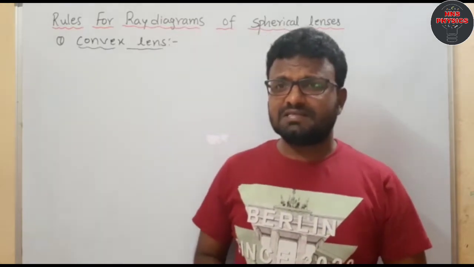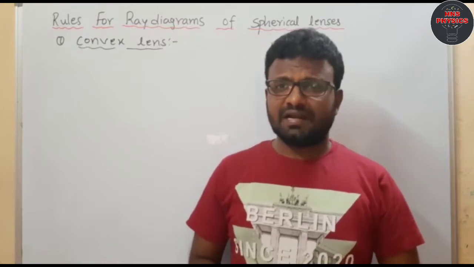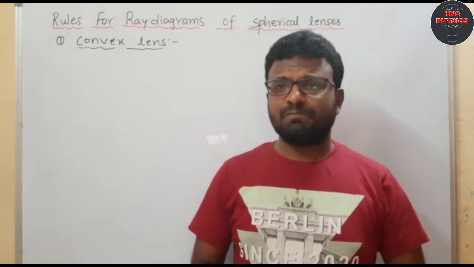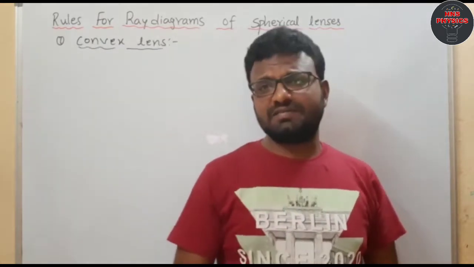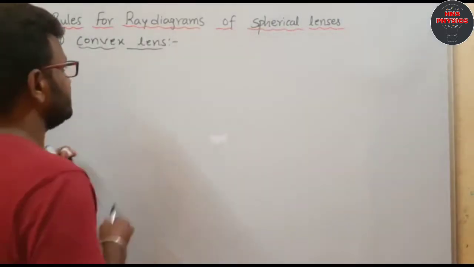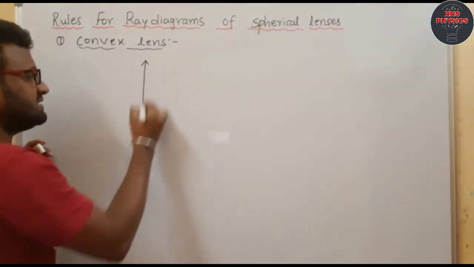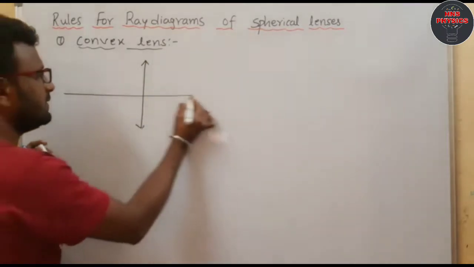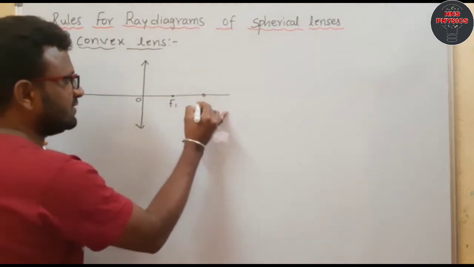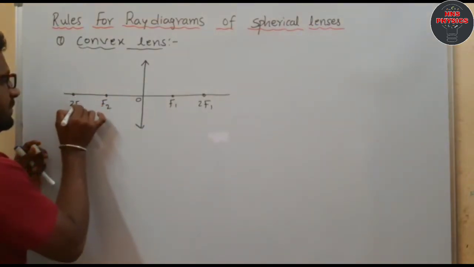Today in this class, I am going to explain rules for ray diagrams of spherical lenses. First, we have to discuss rules for ray diagrams of convex lens. So, right here I am taking a convex lens, or you can take the symbol. This is the convex lens symbol. This is the optic center, F1 and 2F1. This is the F2 and 2F2.